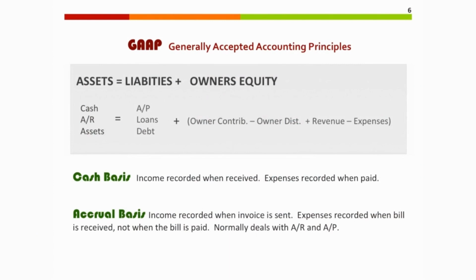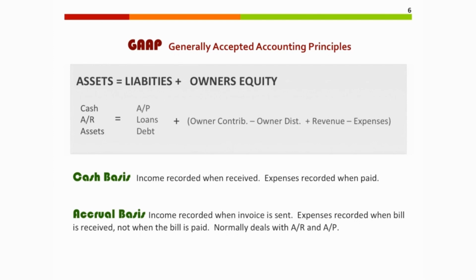Now I want to switch gears here for a moment and talk about some accounting principles. You may have heard of GAAP before. It stands for the Generally Accepted Accounting Principles. It's a common set of principles that we all adhere to in the accounting and bookkeeping world. Within this is the basic accounting equation. It's represented here as assets equals liabilities plus owner's equity.